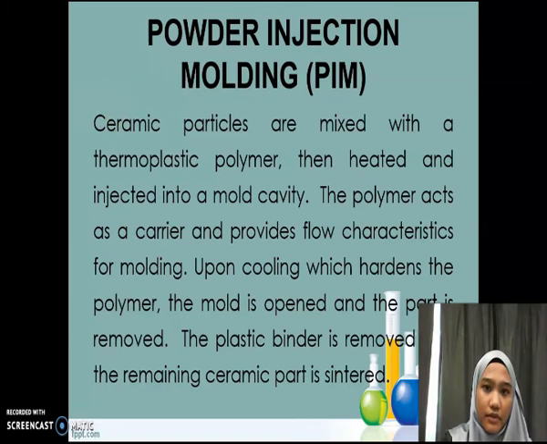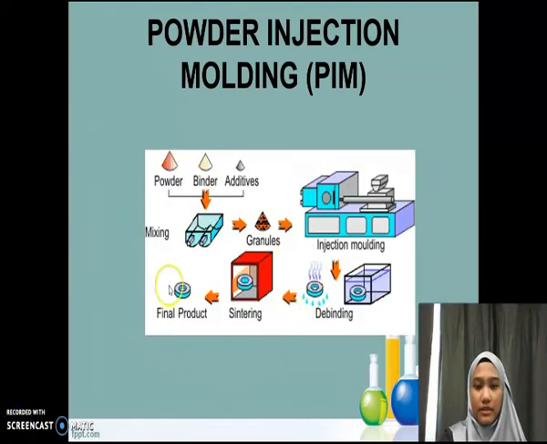So what does powder injection molding look like? This is how it looks. The raw materials will be mixed with the binder and also additives. An additive, such as color, will give some texture to the ceramics. It will be mixed together and form granules, and it will be injected into the injection molding machine so that it gets the shape that we want.